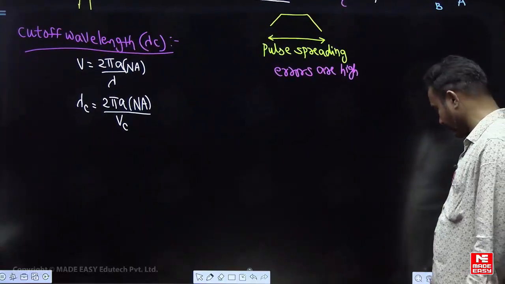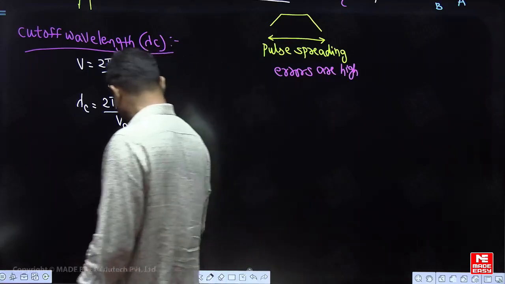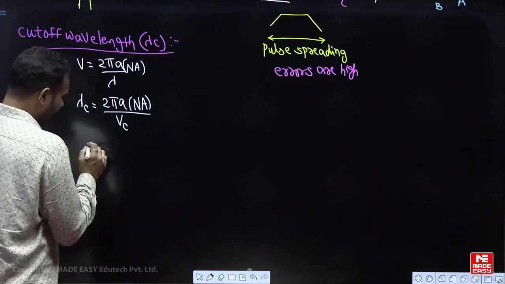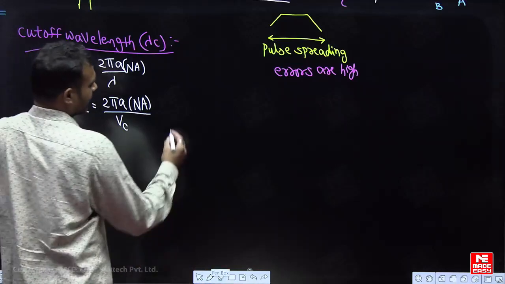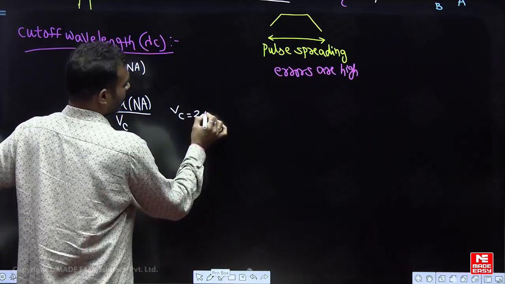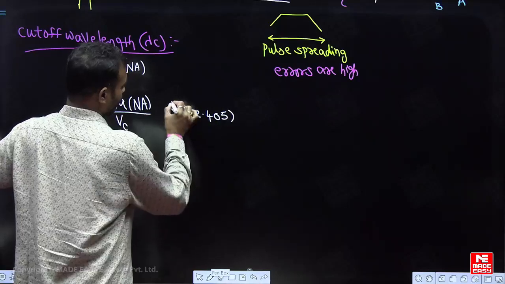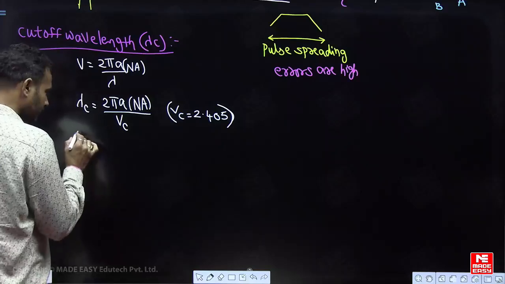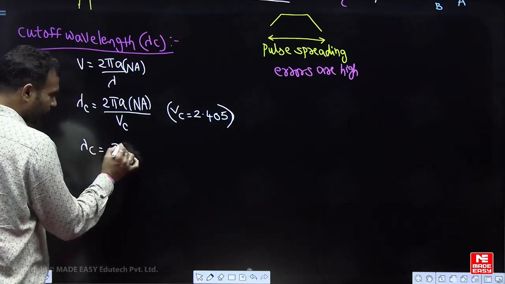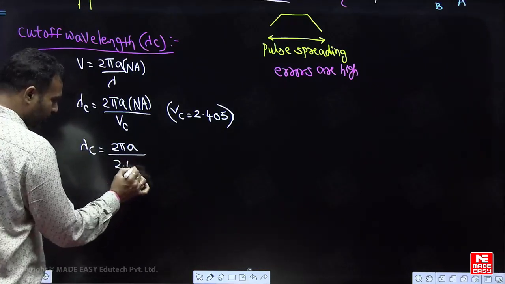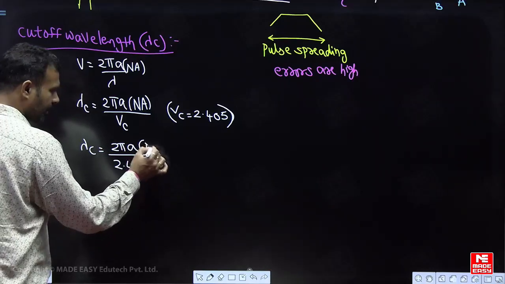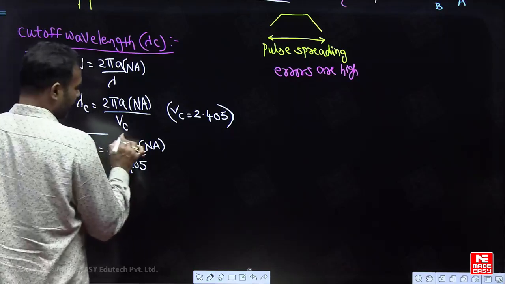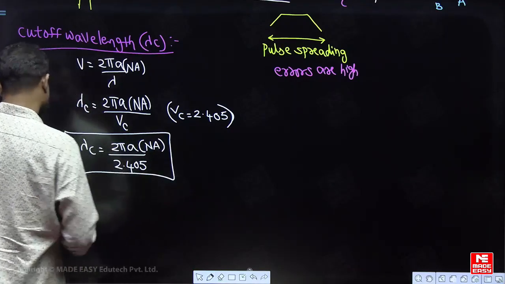So, here the value is present like this. What is the value of Vc? We already studied in the classroom that your Vc is equal to 2.405. We studied it in the last topic also. So, lambda c is equal to 2 pi a by 2.405 into numerical aperture. This is called the cutoff wavelength.